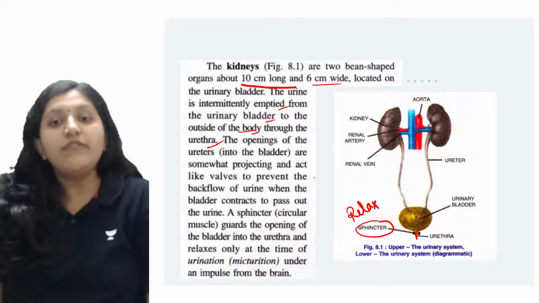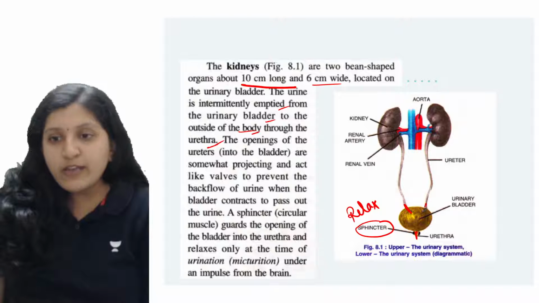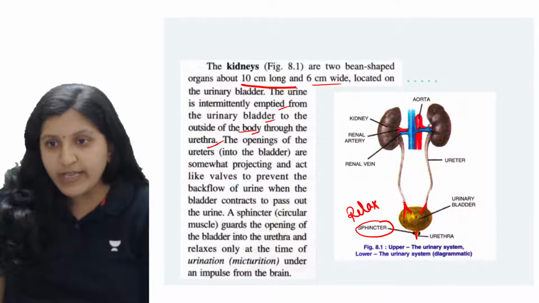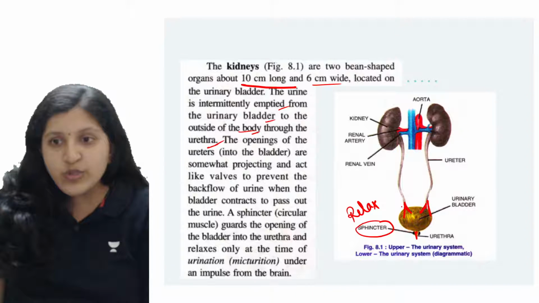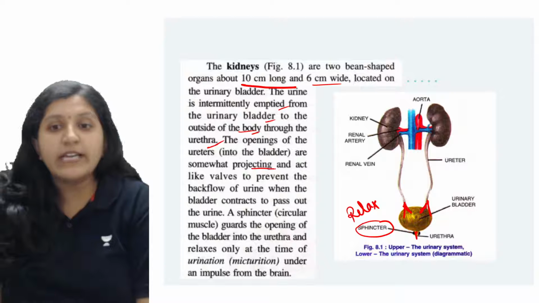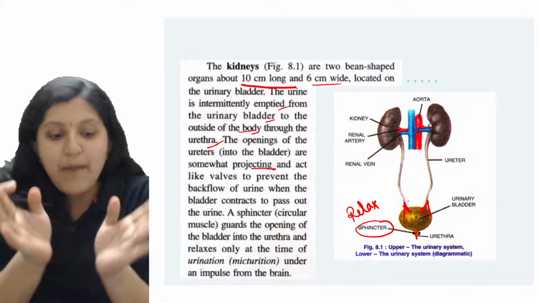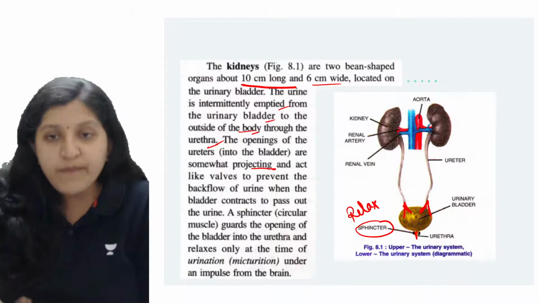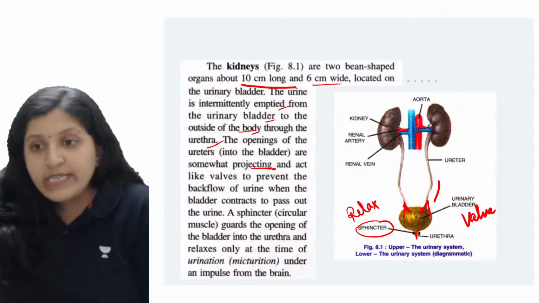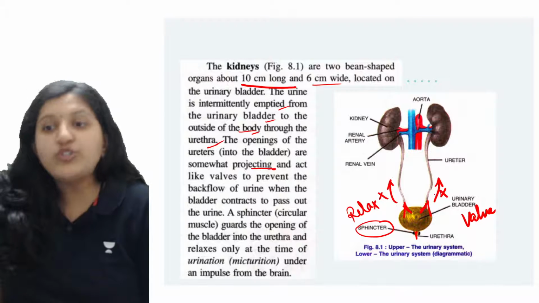Okay, so now the openings of the ureter into the urinary bladder, you can see here. They are not straight like this. So what exactly is done? They are somewhat projecting. So these ureters are projecting, and that means they do not have any valves. Since they are projecting, they act like a valve, so that they can prevent the backflow of urine. The backflow of urine should not occur.